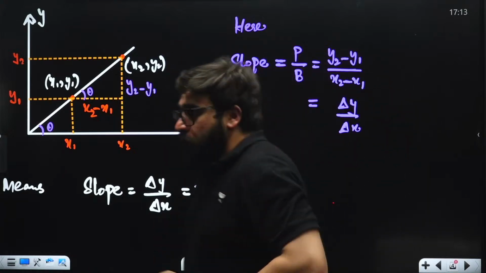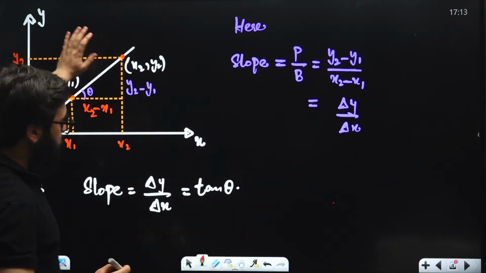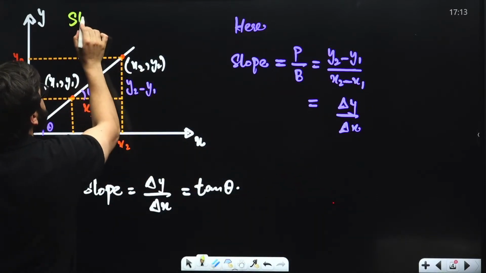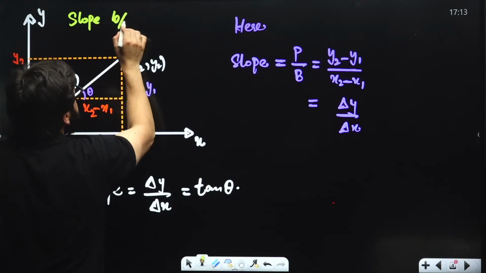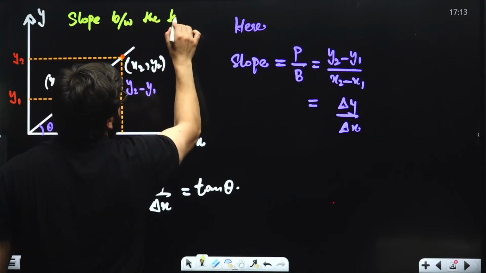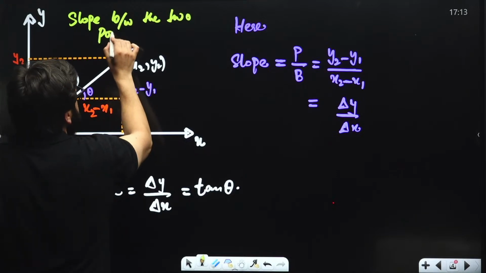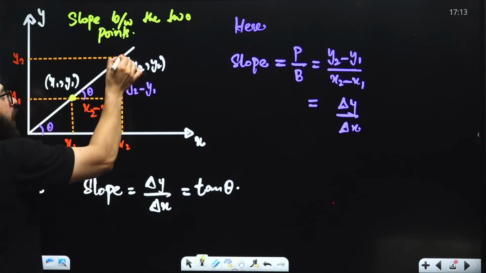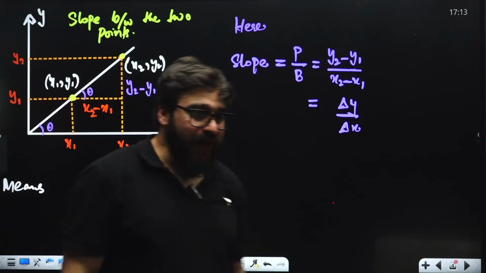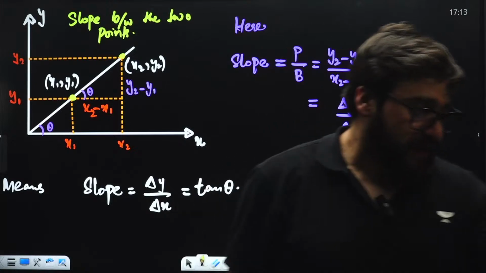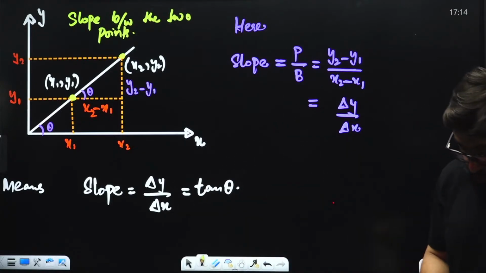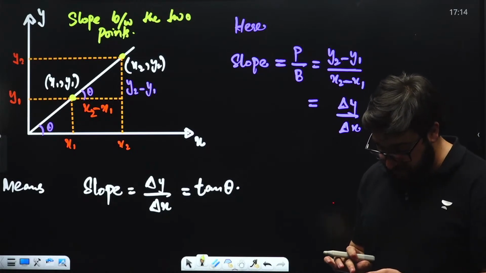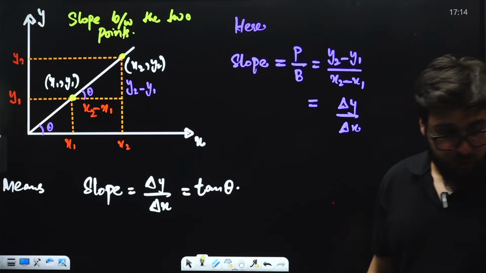Now, whenever we talk about the slope, here I am asking you to find the slope between the 2 points. Which points? This point over here and this point over here. You will have to tell me the slope between these 2 points in this particular case. This is the concept of slope between the 2 points, my dear friends.